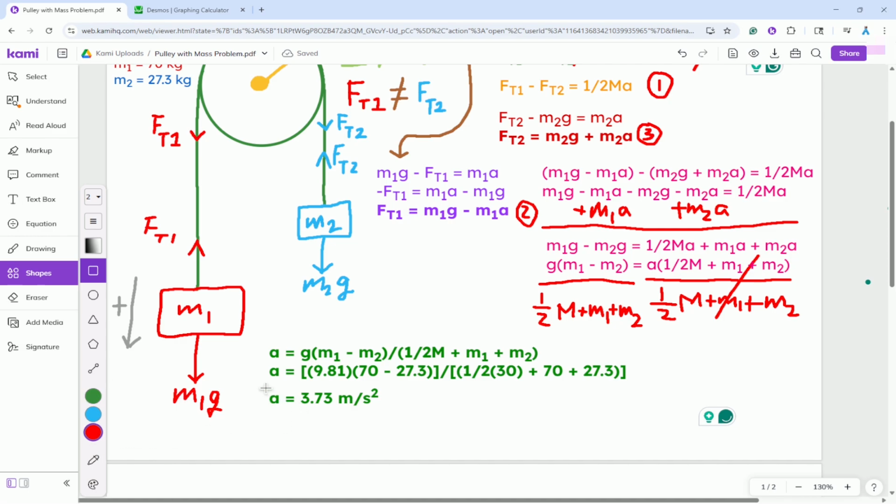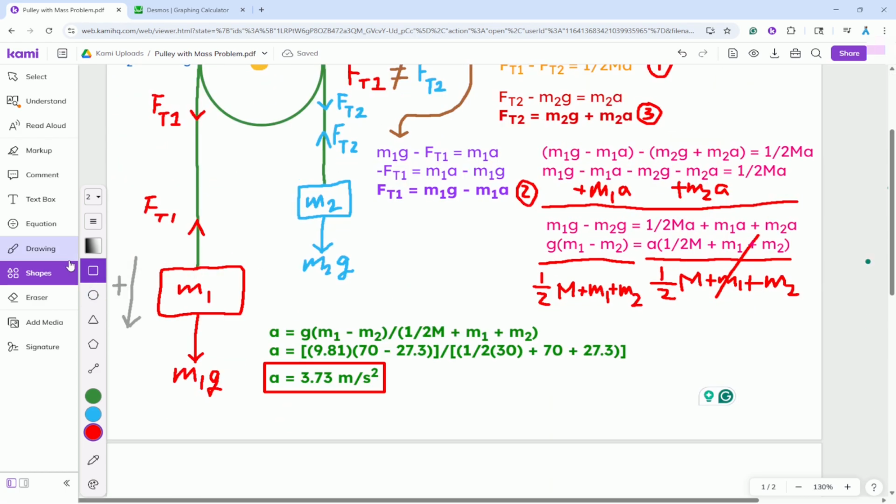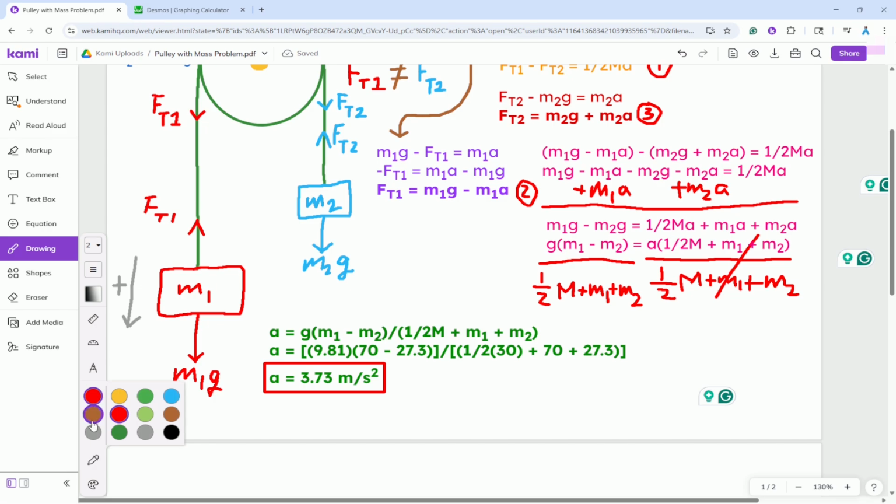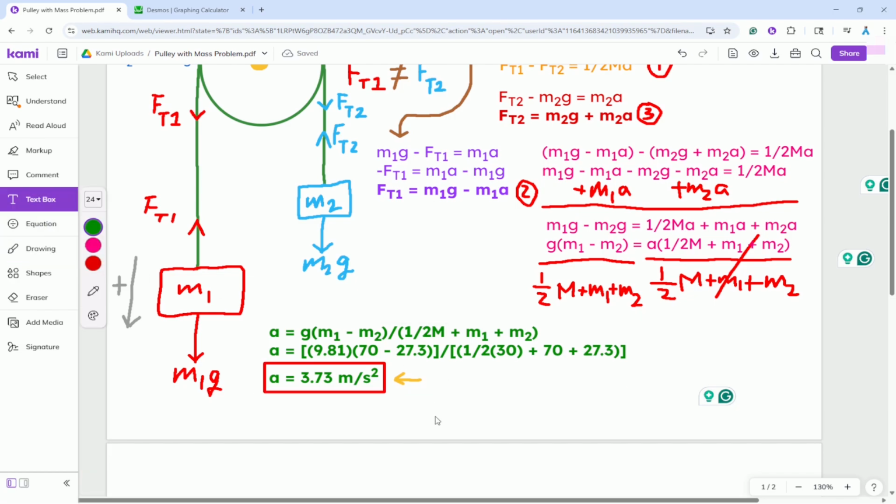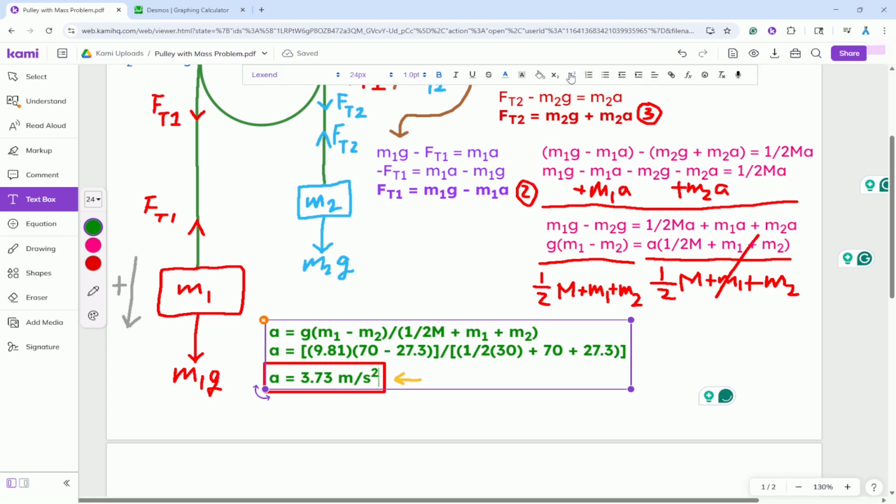And this is 1 part of the problem. And by the way, if you're saying, wait, why does this number seem familiar? 3.73. Why does this number seem familiar? Well, that's because it is.